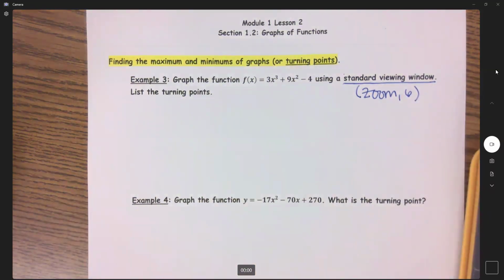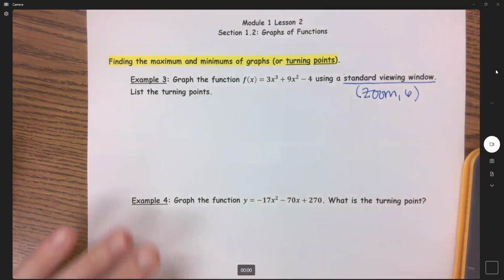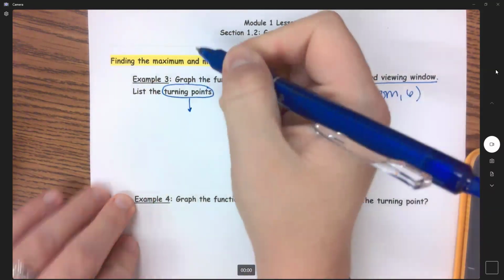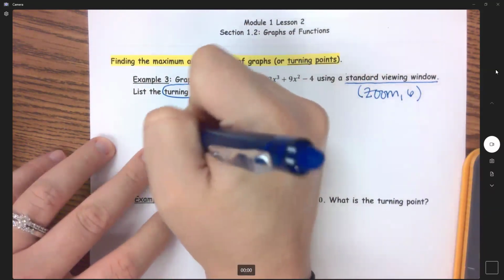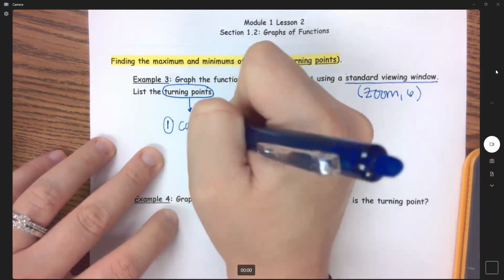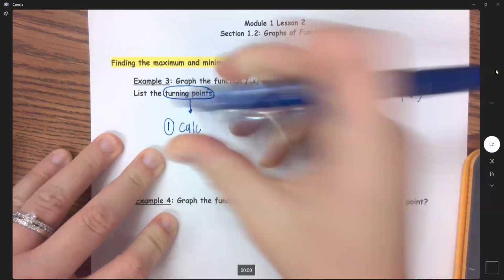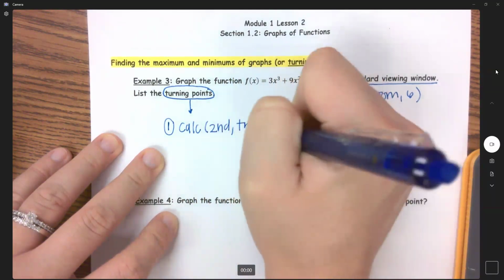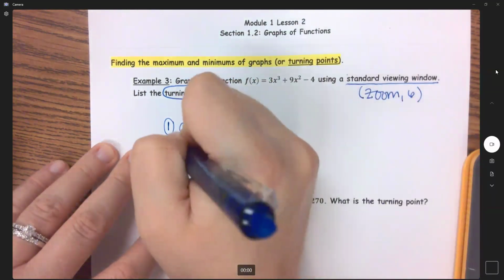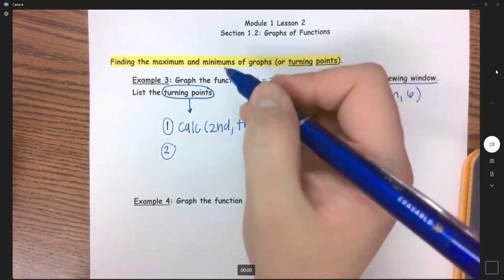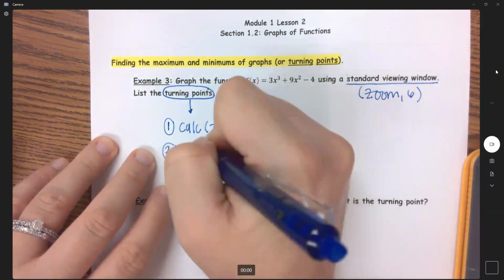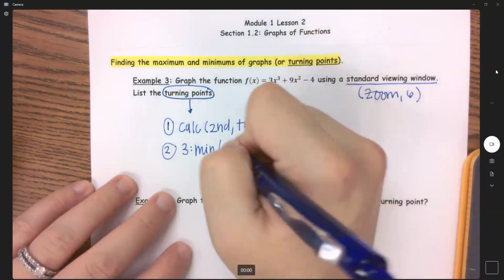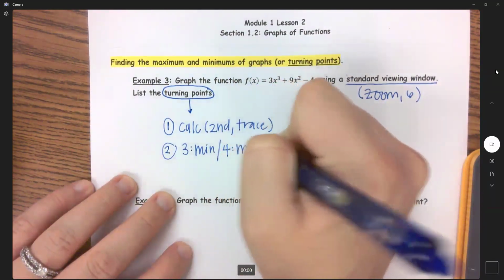So to find our turning points, we will first hit calc, which we get to by second trace. And then you need to pick the right one, but you will either select number 3 if you want a min, or number 4 if you want a max.